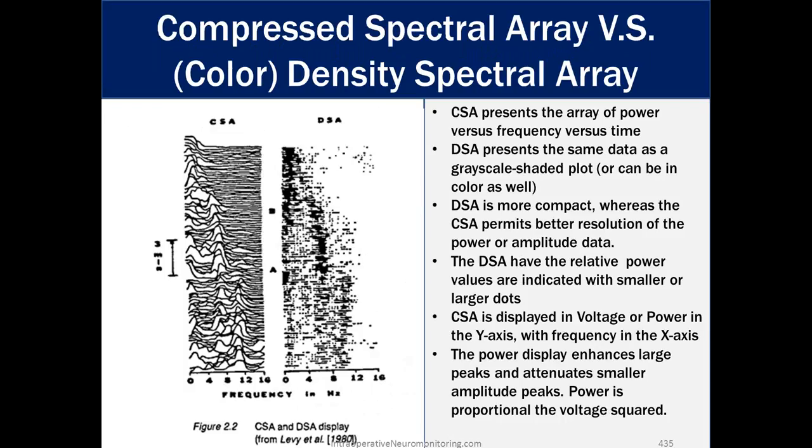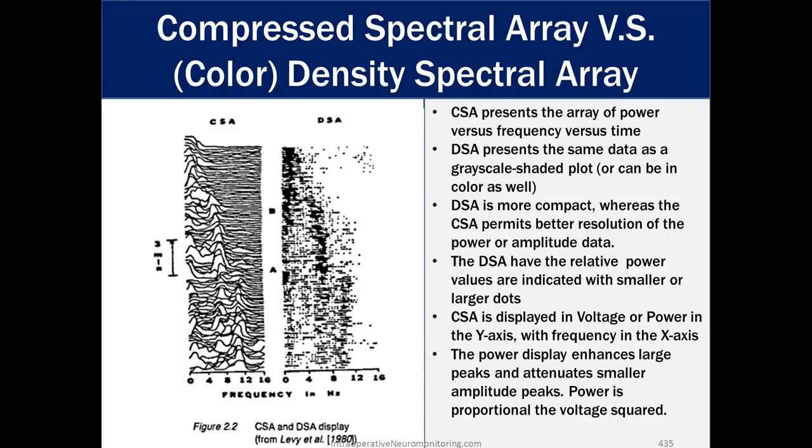Compressed spectral array versus density spectral array. So the CSA, or the compressed spectral array, presents the array of power versus frequency versus time. The DSA presents the same data as a grayscale shaded plot, or it can be in color as well. So here we have our mountainous range, and here we have our grayscale plots or dots. The DSA is more compact, whereas the CSA permits better resolution of power or amplitude data.